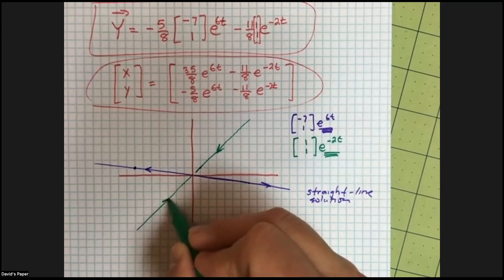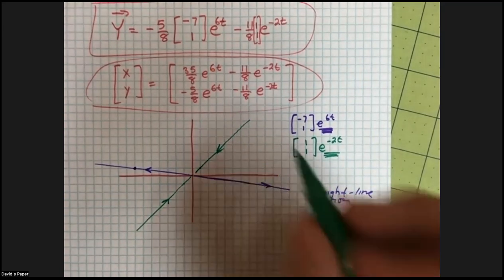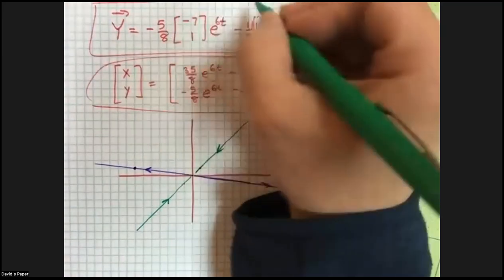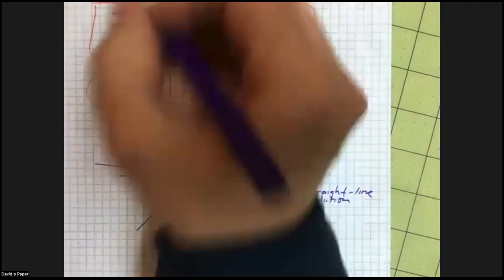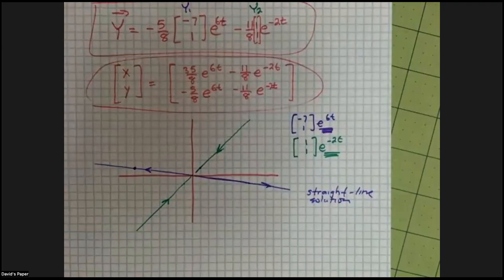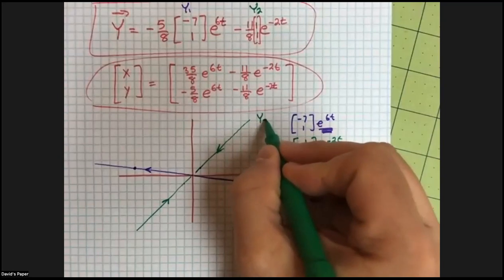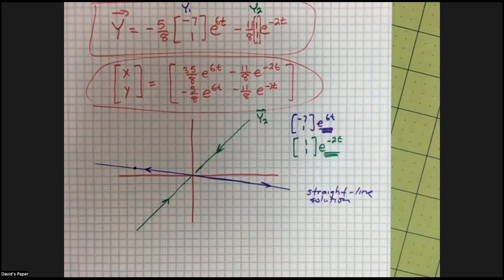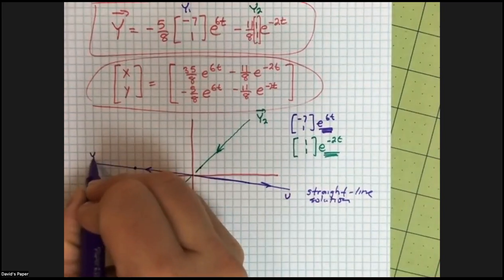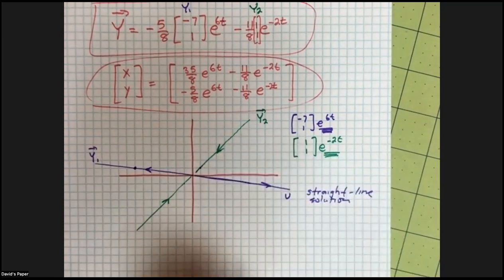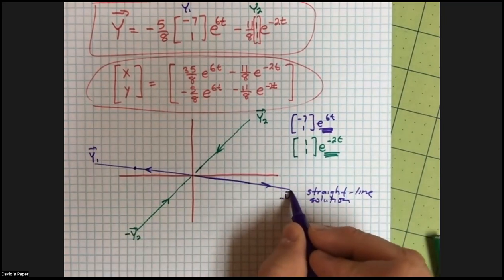But now you see where the streamlines in that problem are coming from. So let's call this one Y2. I think that's what I did. Let's call this one Y1. That's what I did. So this is the solution Y2. This is the solution Y1. Well, Y1 over here, but it's a straight line solution. This is the opposite of Y2, if you want to say it like that. This is the opposite of Y1, but they both solve the system.